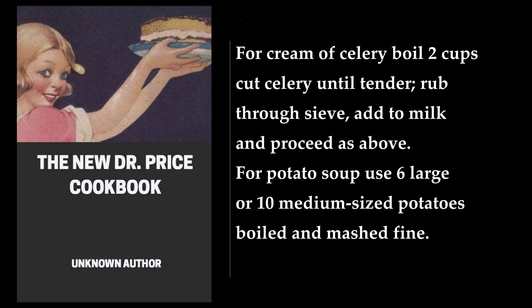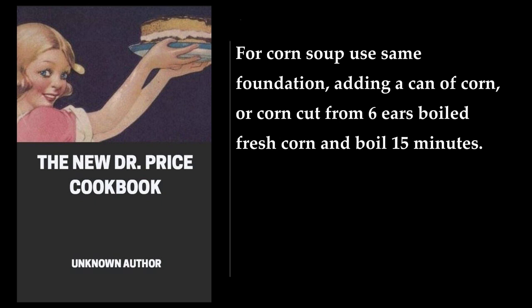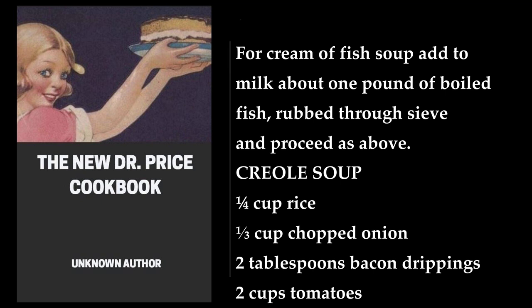For potato soup, use 6 large or 10 medium-sized potatoes boiled and mashed fine. Stir into milk, proceed as above, and strain. Add a tablespoon chopped parsley just before serving. For corn soup, use same foundation, adding a can of corn, or corn cut from 6 ears boiled fresh corn, and boil 15 minutes. For cream of fish soup, add to milk about 1 pound of boiled fish, rubbed through sieve and proceed as above.